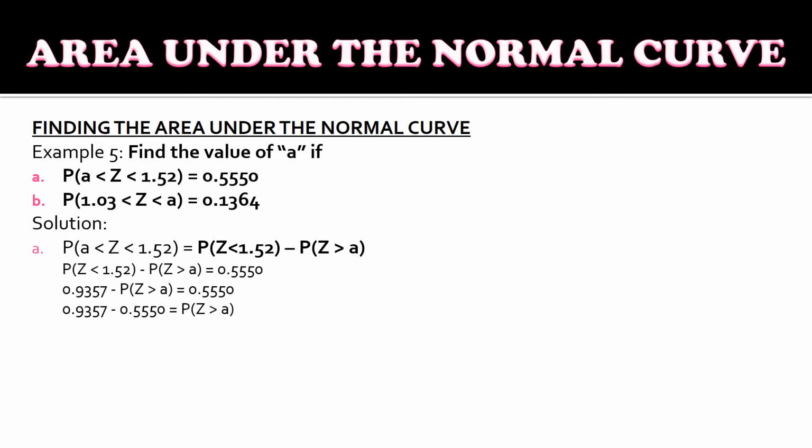So we would have 0.9357 minus 0.5550 is equal to the probability of Z greater than A. The difference between the two is 0.3807. So now we have the area, and we're just going to look for it on the Z table to find A.